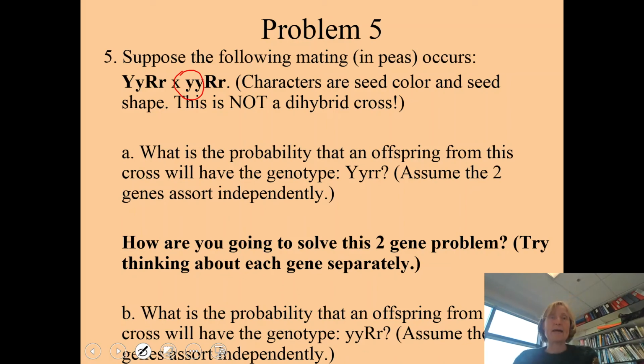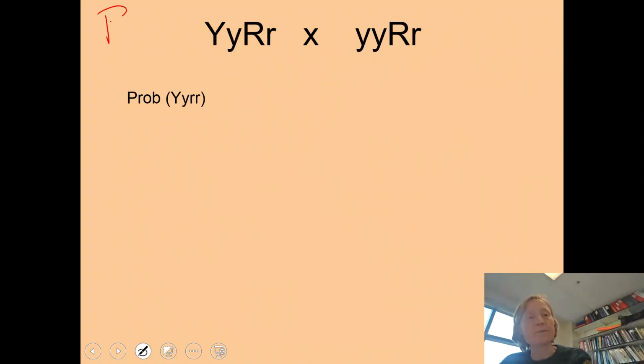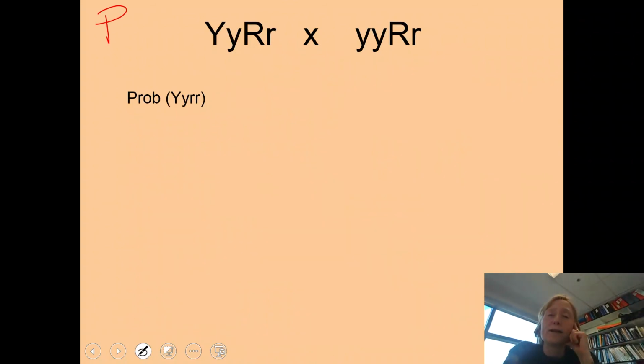Are we going to need to make a big Punnett square to look at and try to solve this problem and look for individuals on the Punnett square that have the genotype big Y, little r, little r? Let's look at this problem on a blank slide so that we can try to solve it. So here's the problem. There are parents on the top. These are our parent generation, right? Big Y, big R, little r, crossed with little y, big R, little r. And we want to get this. Big Y, little r, little r.